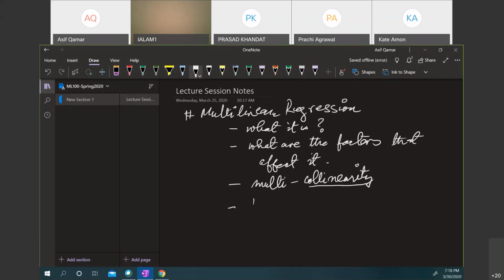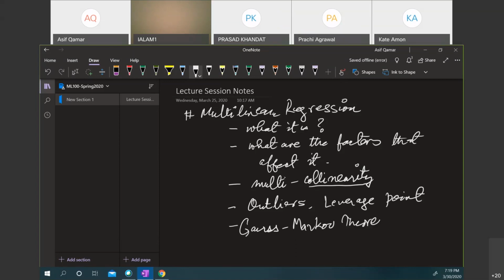We will talk about outliers and leverage points. And we are going to do all of this from a very practical perspective through lab examples at some point. We are also going to talk about the Gauss-Markov theorem and assumptions. And again, we'll do it from a very practical data perspective.